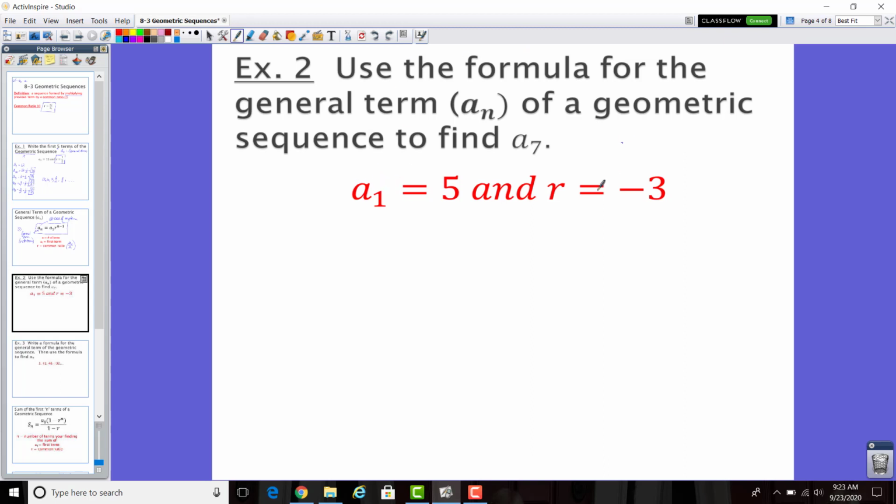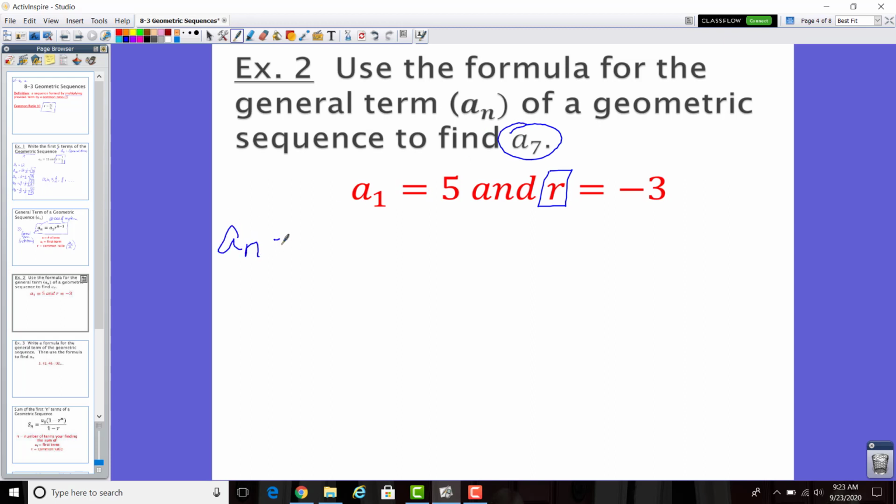So here I'm given, I wouldn't even need to tell you it's geometric because I'm given an r. We know an r means common ratio, and that is associated to a geometric sequence. But in this sequence, our first term has a value of 5 and our common ratio is -3. The directions say use the formula for the general term of a geometric sequence to find a sub 7.